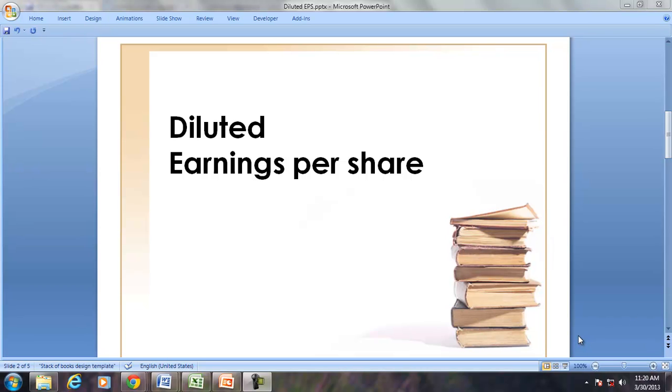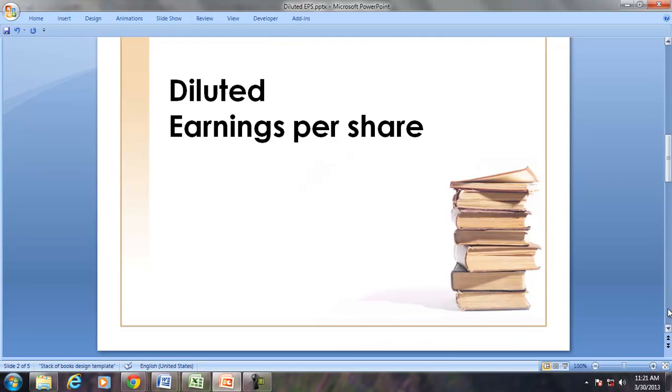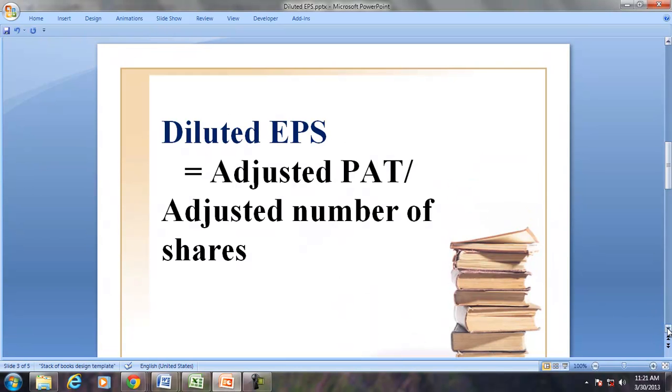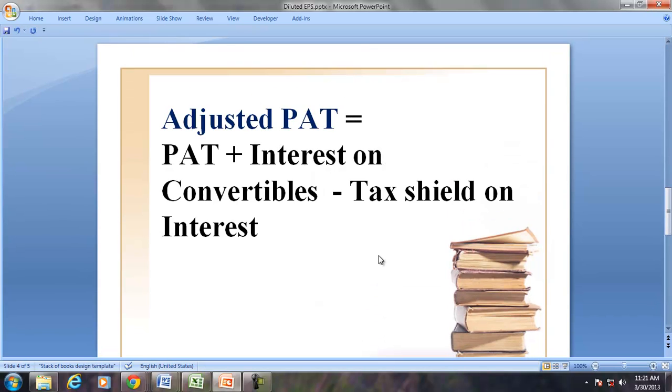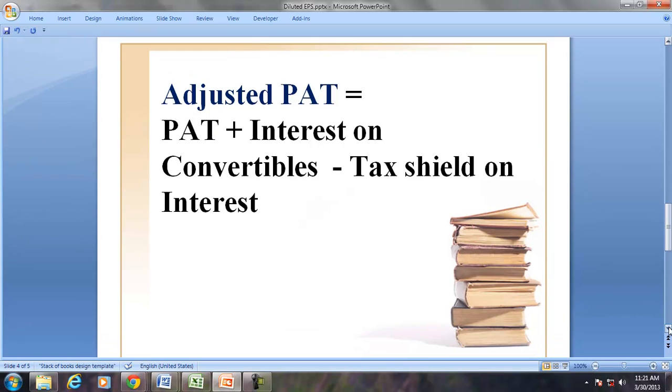The term for discussion is diluted EPS. We know that EPS is equal to PAT by number of shares, whereas the diluted EPS is adjusted PAT by adjusted number of shares. So the adjusted PAT is PAT, profit after tax, plus interest on convertibles minus the tax shield on the interest on these convertibles.